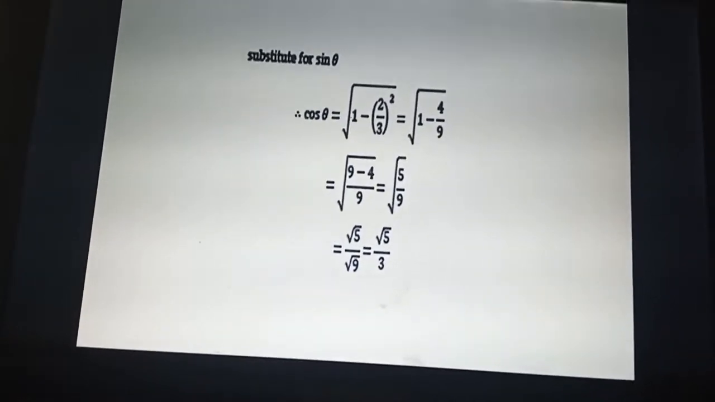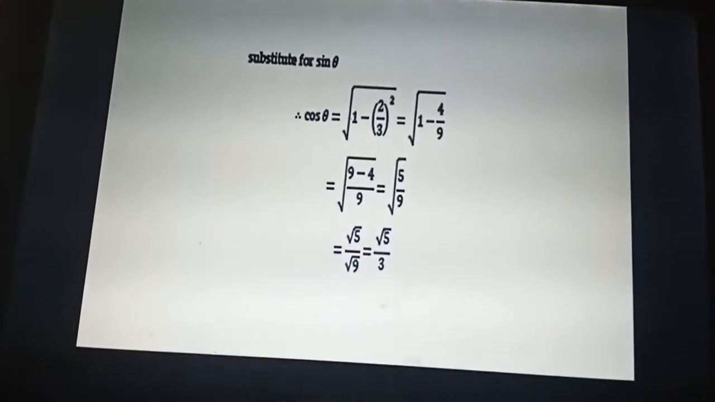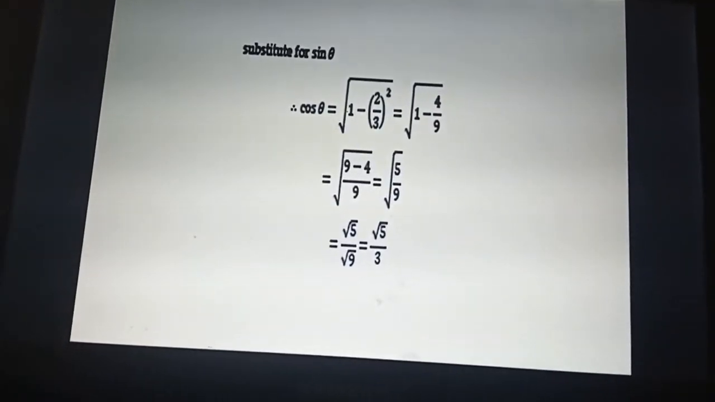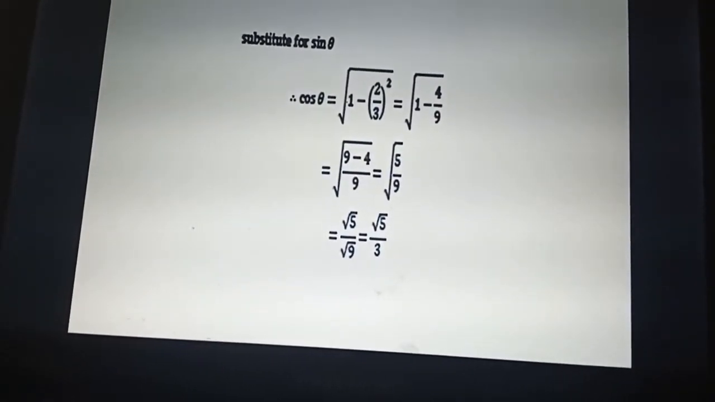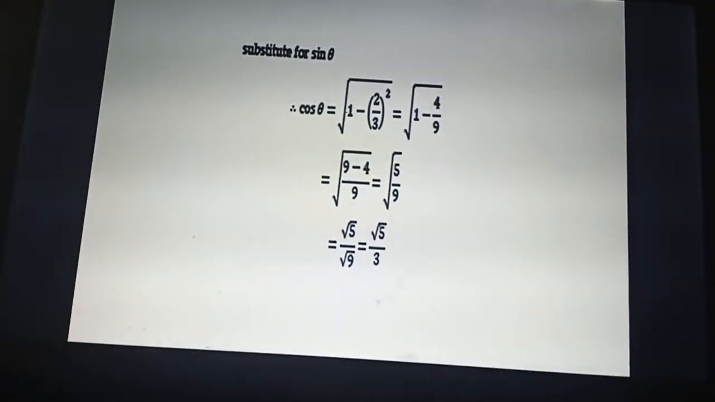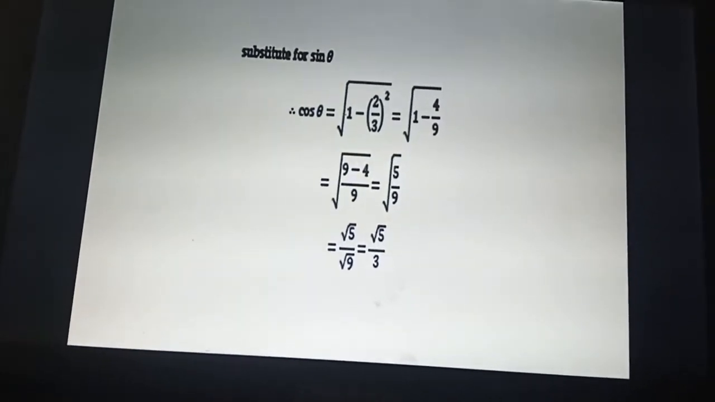When you multiply it by taking the reciprocal, we have 9 minus 4 all over 9, which is equal to 9 minus 4, 5, all over what? 9. Then 5 all over 9. Root of 9 is equal to what? 3. Is that clear?